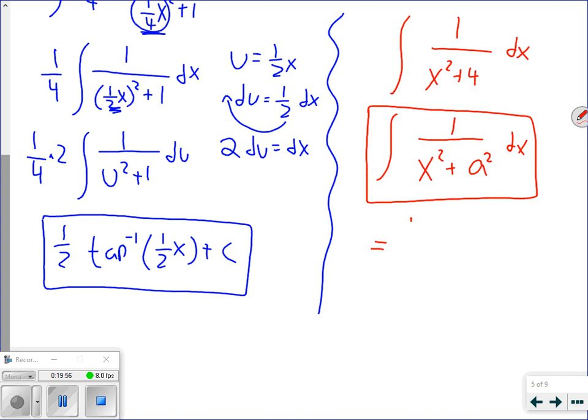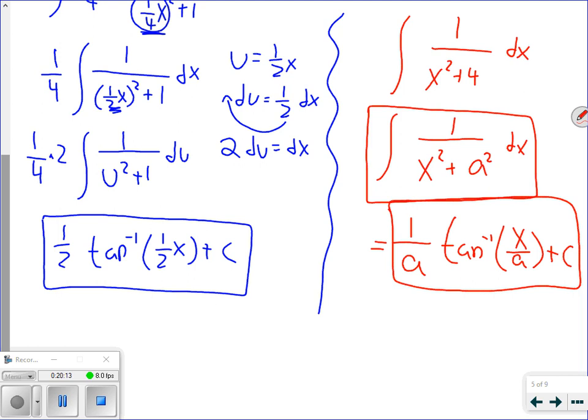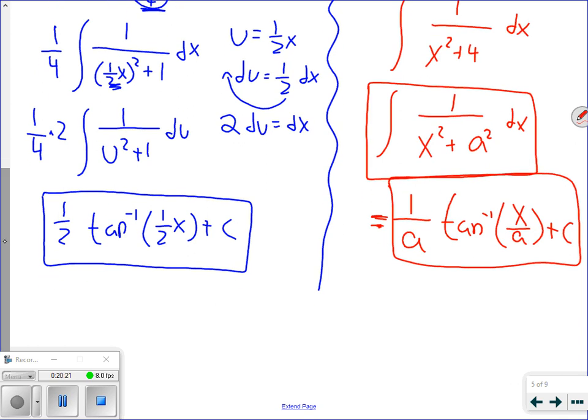The integral is going to end up being 1 over a tan inverse of x over a plus c. Okay, so add this underneath your identity for tan inverse, because this is a special type of tan inverse. When it's not just plus 1, it's plus a squared. So in this example here, you can rewrite this as 1 over x squared plus 2 squared. 4 is nothing more than 2 squared. Okay, so your a in this case is 2.